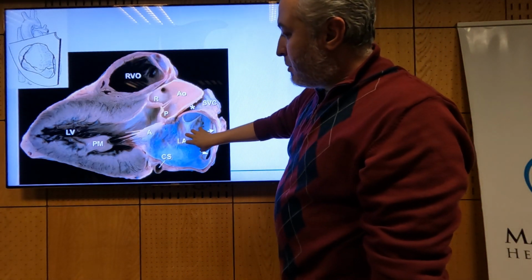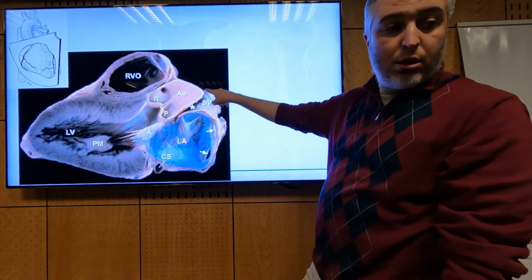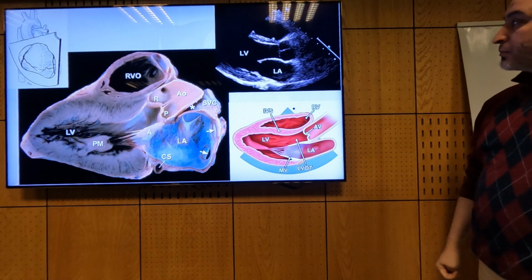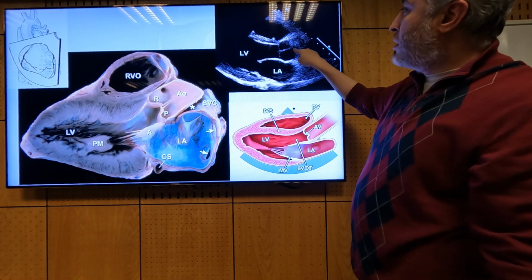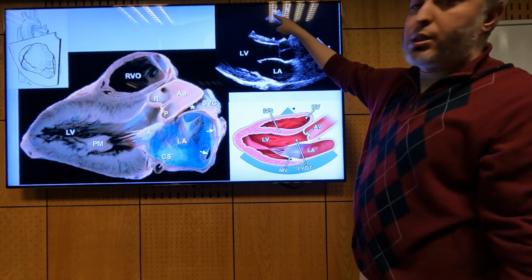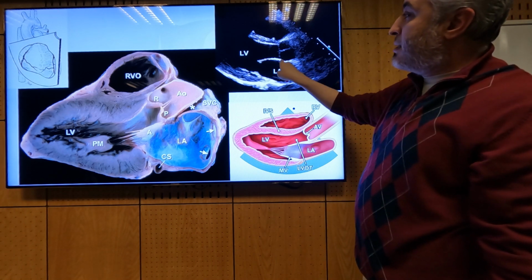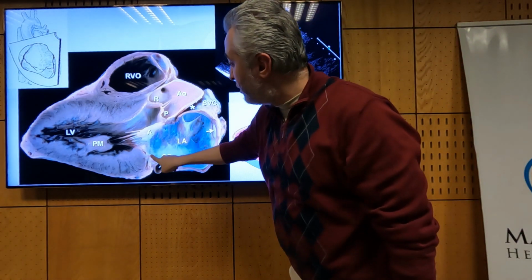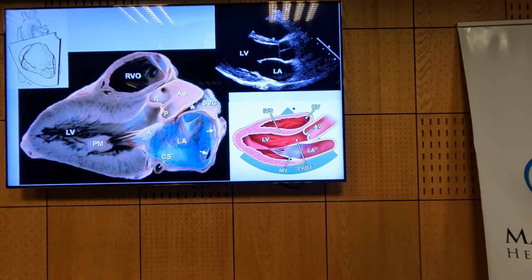So this is left atrium, mitral valve, left ventricle, LVOT, ascending aorta. This is the parasternal long axis view of echo. Exactly the same: left atrium, left ventricle, LVOT, ascending aorta, and this is RVOT in short axis. And then you can see that this is the anterior mitral leaflet here. This is the posterior mitral leaflet there. And there's aortomitral continuity. This is the parasternal long axis view.